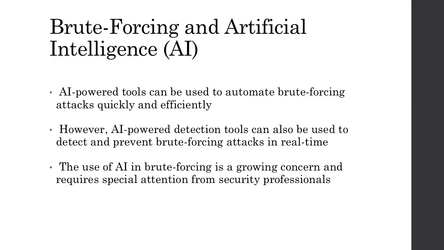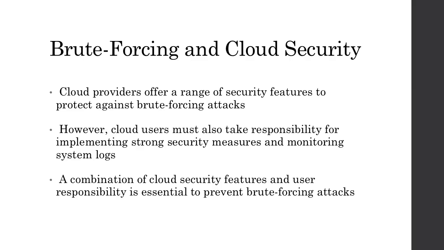Here's a simple explanation. Brute forcing and AI, a double-edged sword. Imagine a hacker trying to guess your phone password by typing it in over and over until they get it right. That's brute forcing. AI can make this process super fast and efficient, but AI-powered tools can also be used to detect these attacks in real time, like having a password guard that catches the hacker before they succeed. This means security professionals need to stay on top of both sides of this coin to protect us from these types of threats.